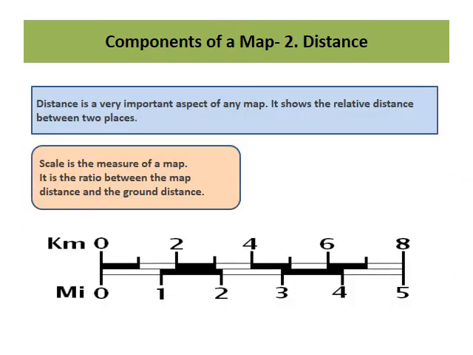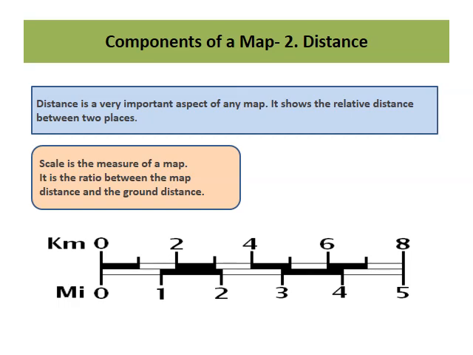Second component of a map is distance. Distance is a very important aspect of any map. It should be possible to measure distances between two places marked on a map with accuracy. For this, maps denote the scale a map is made of.